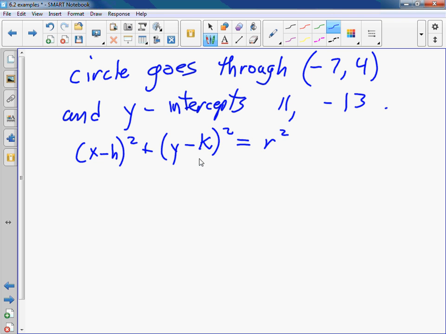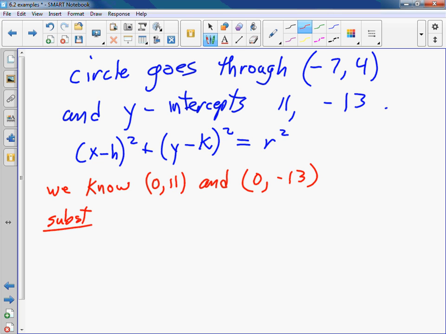Okay, so now, first step, we know the coordinates are (0, 11) and (0, -13), correct? Why? Because those are y-intercepts, and a y-intercept is not just 11 and negative 13, it's (0, -13) and (0, 11). Okay, so that allows us to substitute those in, all right? So we can substitute in.